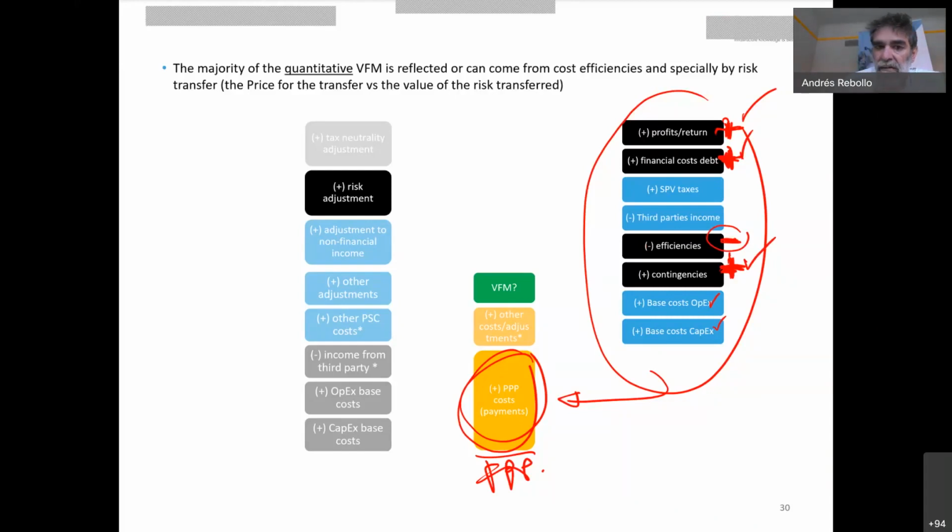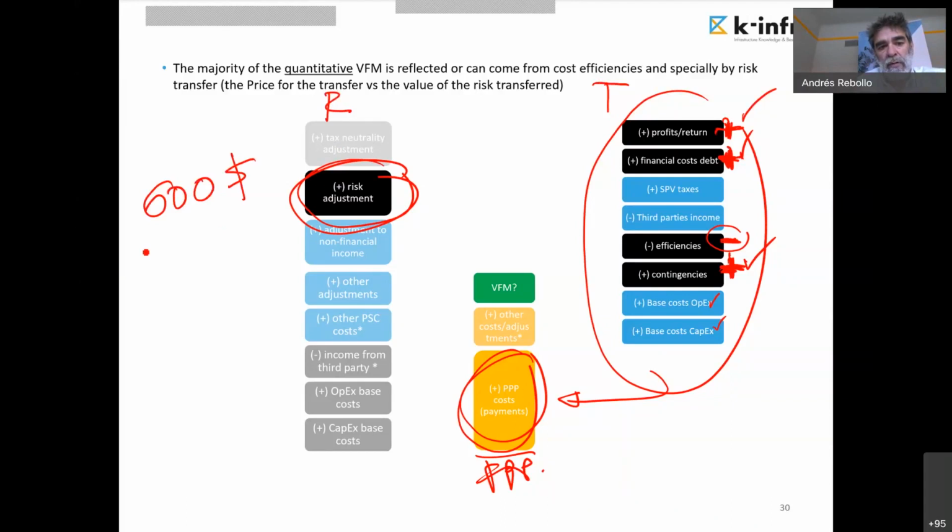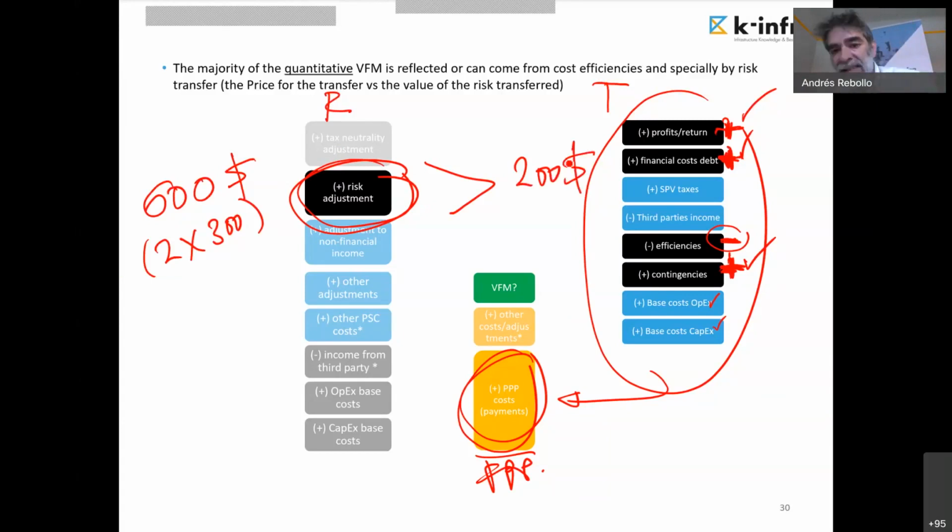This is going to be compared with this. If the value of the risk for the government, of the risks that I will retain here but transfer here, remember my $600, because it was 2 times per year going to repair the scratch, if this is bigger than the 200 of the extra premium that I will pay to my insurance company, so value for money is 400, that is where the value for money is, okay?